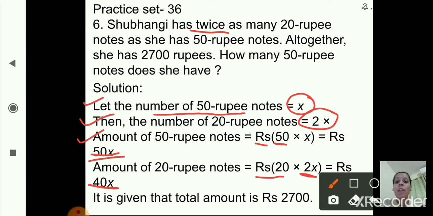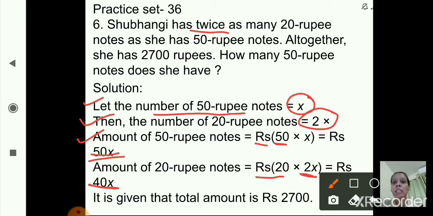Now we will find out the amount of 50 rupees notes. The amount of 50 rupees notes is equal to rupees 50 multiplied by the number of 50 rupees notes. How many 50 rupees notes is she having? x. So rupees 50 multiplied by x is 50x. Now the amount of 20 rupees notes is equal to rupees 20 multiplied by the number of 20 rupees notes, that is 2x. So 20 multiplied by 2, 2 twos are 40, and multiplied by x, that is 40x.